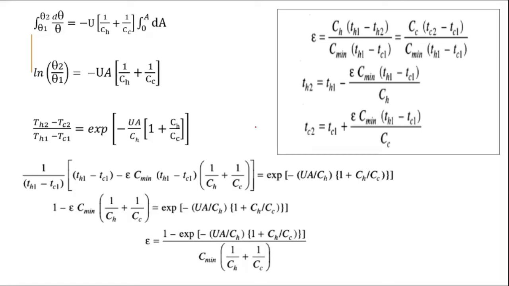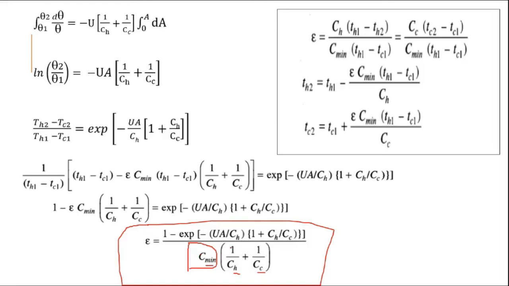Yes, sir. Fine. Now, this is the expression for effectiveness which we are getting. We will try to generalize the expression a bit, because here we are getting the C min term, here we are getting CH, here we are getting CC. We don't know whether C minimum will be equal to CH or CC. So we will write a general formula for the same. Now we will see how to achieve the general formula.